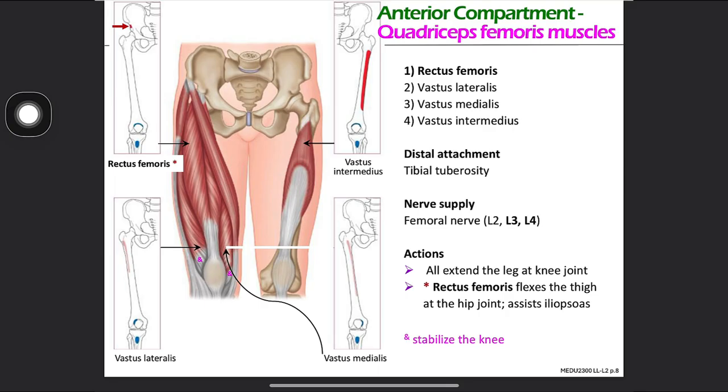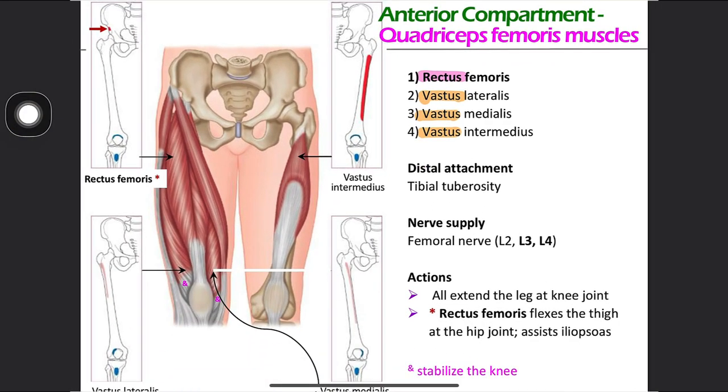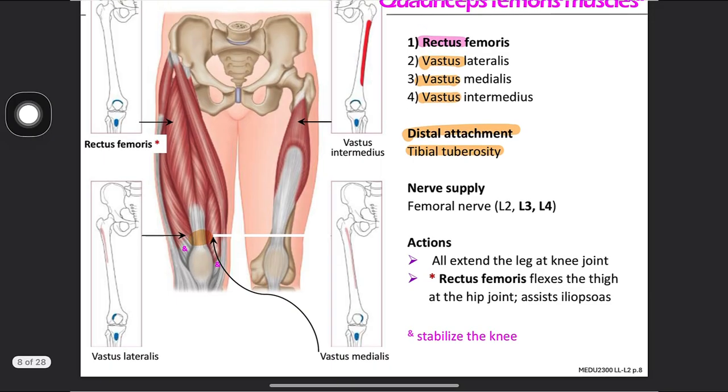So quadriceps femoris, four muscles. Let's take a look at the names. The rectus femoris stands alone with a unique term. And the rest are vastus lateralis, medialis, and intermedius. So are they the same? Yes and no. The distal attachment sites are the same. They all go down to the tibial tuberosity here. Can you see that? The attachment is the same.